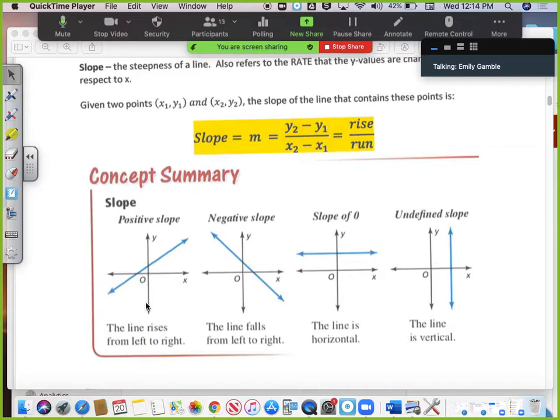So positive slopes are when the line increases from left to right. So we always read the graph from left to right, and if it's going up, that means it's a positive slope. If the line is going down, that means it is a negative slope.